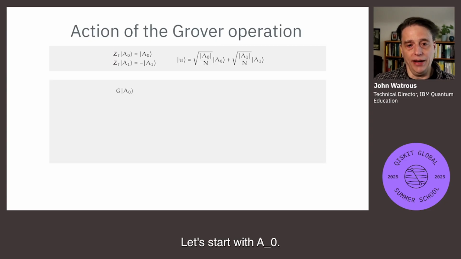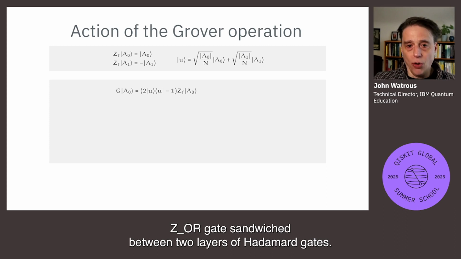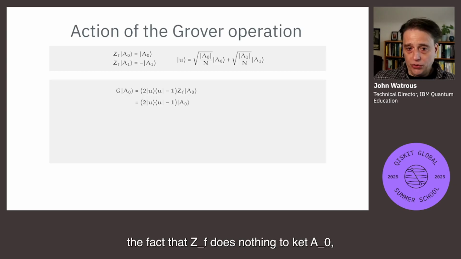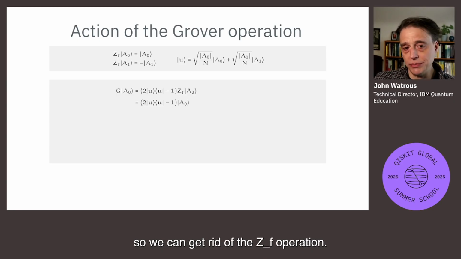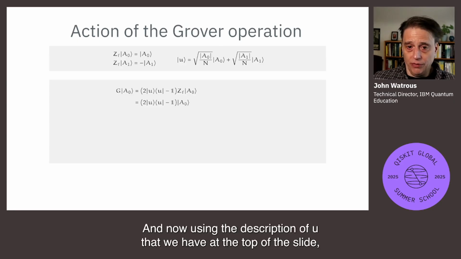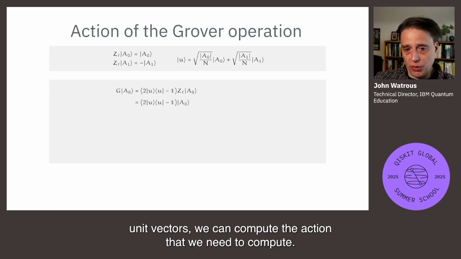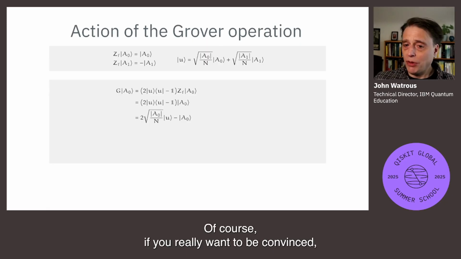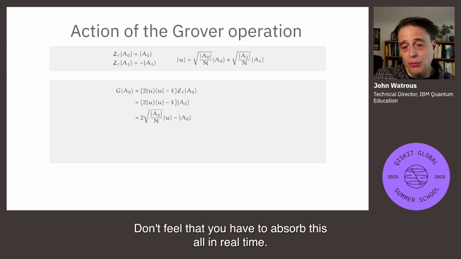Let's start with ket A0. Let's substitute the expression we obtained for the Z-OR gate sandwiched between two layers of Hadamard gates. Next, we'll use the fact that ZF does nothing to ket A0, so we can get rid of the ZF operation. And now, using the description of ket U that we have at the top of the slide, along with the fact that ket A0 and ket A1 are orthogonal unit vectors, we can compute the action that we need to compute. And here's the result. Of course, if you really want to be convinced, you should perform these evaluations yourself at your own pace. Don't feel that you have to absorb this all in real time.